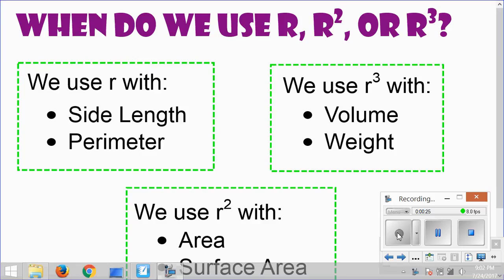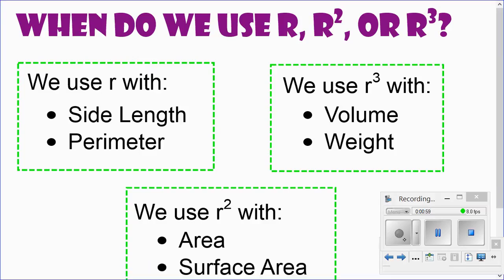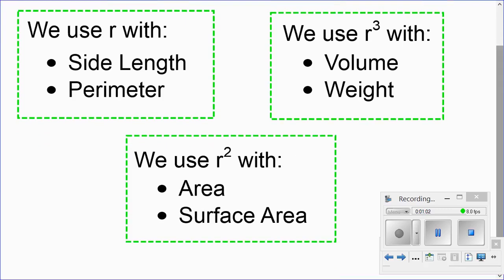So when we're referring to r, that's just what we already know as the scale factor or the ratio of the linear measurements. Generally, we use r with side length or perimeter, or again, any of those linear measurements where the units are just the units themselves, not units squared or units cubed. So lengths, radius, diameter, perimeter, all those we use r for the scale factor or the ratio. When we are talking about r squared, we are talking about area or surface area. Again, those units are square units.